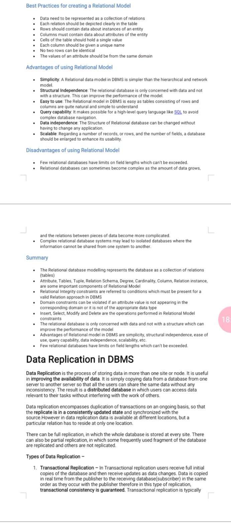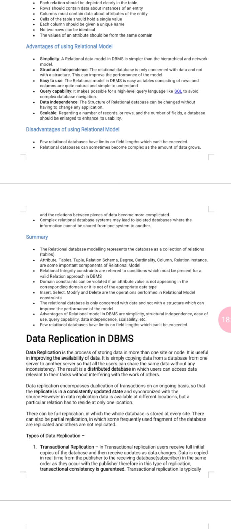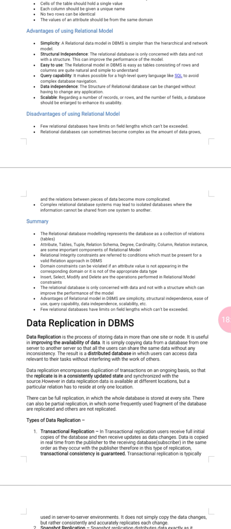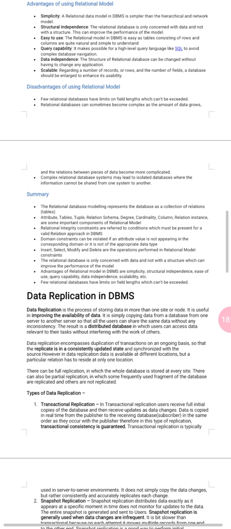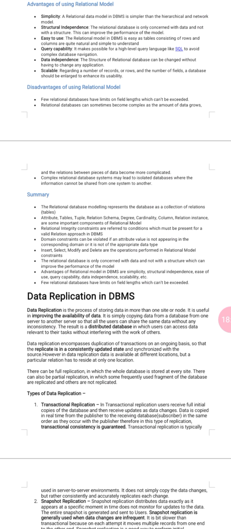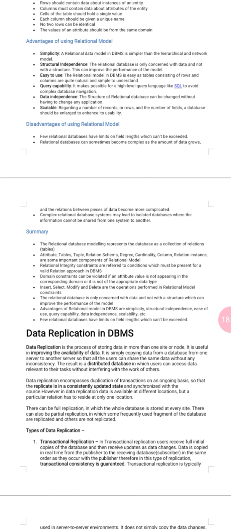Clear? The second advantage is structural independence. The relational database is only concerned with data and not with a structure. This can improve the performance of the model. Okay? Then it is easy to use. The relational model in DBMS is easy, as tables consisting of rows and columns are quite natural and simple to understand.